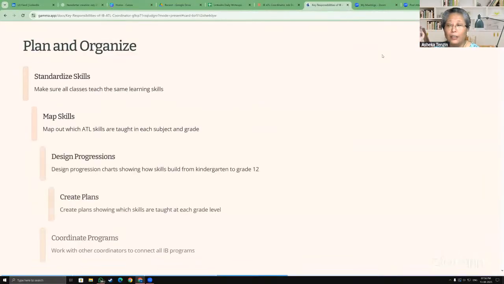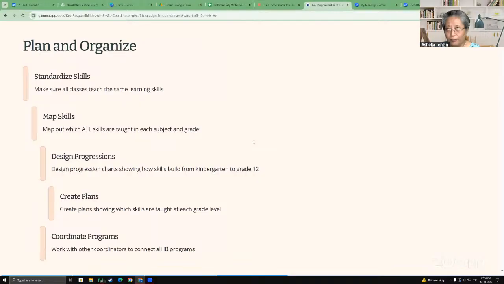So that was it. Now, another thing that you need to work on as an ATL coordinator is to plan and organize the teaching of these skills. Okay, so what will you do? You will have to standardize the skills, make sure that all classes teach the same learning skills. Okay, so you will have to decide which skills are important for which grade levels. Okay, and now you are not going to decide alone. It will be a collaborative planning with your teachers, and the teachers know best, right, where the students are in your school. You will have to map the skills.